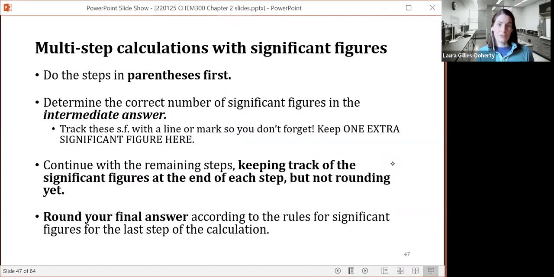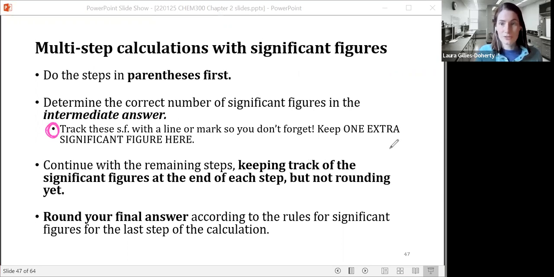Okay, so if you have a multi-step calculation, like you have some steps in parentheses, like multiplication or division, and then you do some addition and subtraction, what you want to do is do the steps in parentheses first. You want to follow PEMDAS from algebra, parentheses, exponents, multiplication, division, addition, subtraction, to do order of operations. And then as you're doing those intermediate steps, you want to determine the correct number of sig figs for each intermediate answer. You need to keep track of the sig figs in the intermediate answers with a line or a mark so you don't forget where they're at.